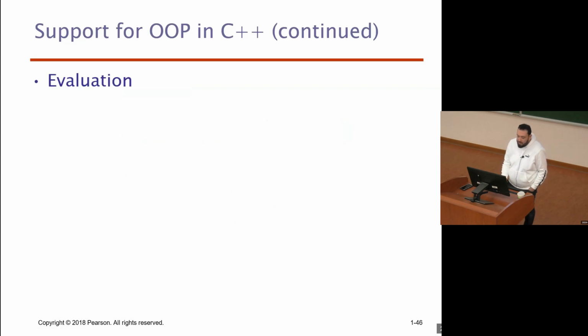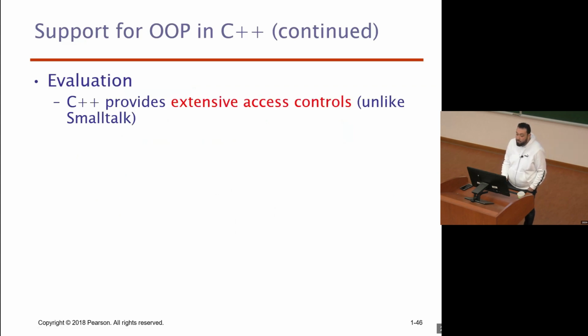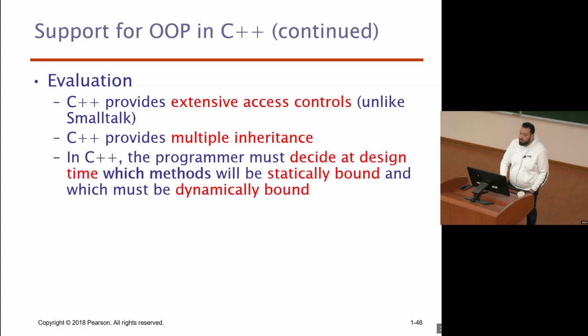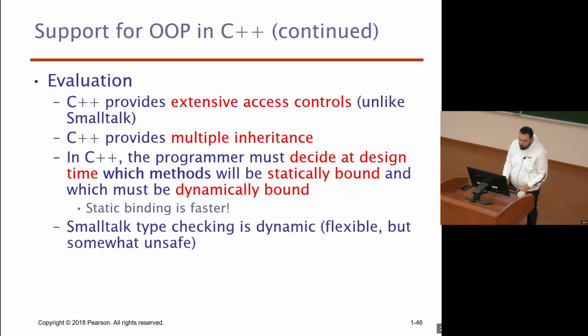Now, if we want to look at this, we're going to say C++ provides extensive access control. So there is lots of focus on the access control aspect. C++ provides multiple inheritance. And in C++, the programmer must decide at design time which methods will be statically bound or dynamically bound. They're going to use the static or, for example, non-static. Static binding is faster, as you know.